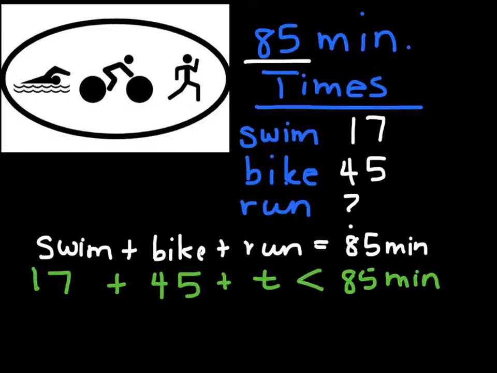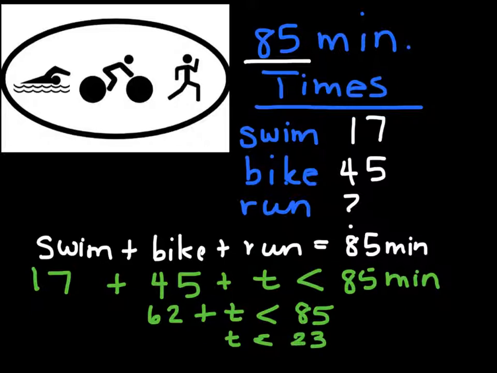Now we simplify and we solve. 17 plus 45 equals 62. So 62 plus t will be less than 85. We subtract 62 from each side, giving us 23. So if you want to beat last year's time, you need to run in 23 minutes or less.